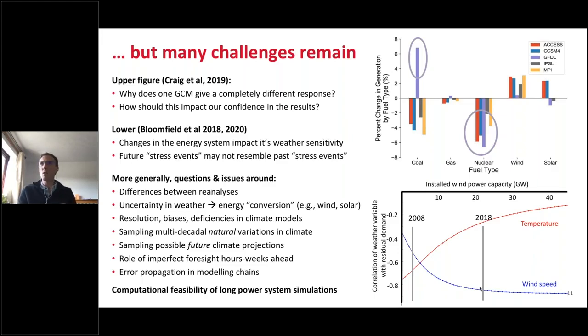What are the uncertainties in these conversion models anyway? We have different models for converting, estimating wind power from wind, for example. There are issues of resolution, biases and deficiencies. No climate model is perfect. How do we deal with that?